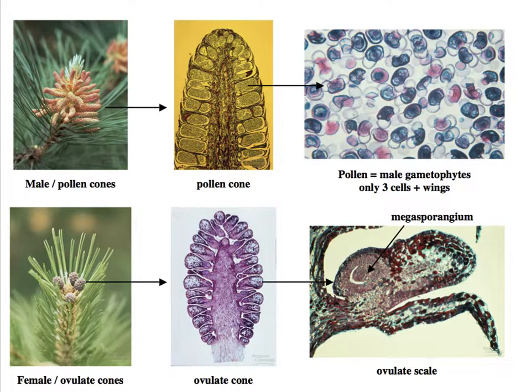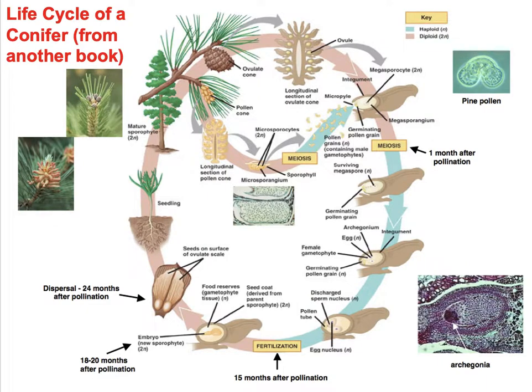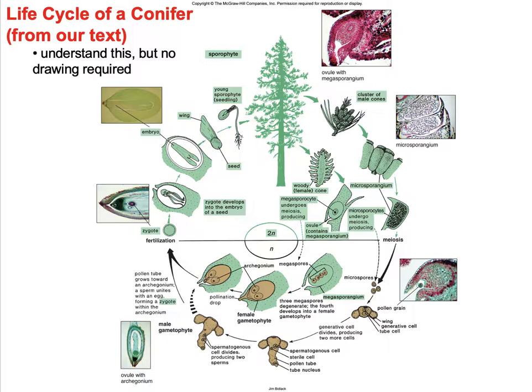Here we can see our male cone and our female cone, and then we zoom in into the different layers and look at the different types of cells, including the pollen grains and the eggs that are produced. We need to memorize the life cycle of pine, so make certain that you understand how the cones form and all of the cells that are produced. Here's one cycle from an internet source, and here's another diagram from the optional textbook for this course. You want to understand this, but you won't have to draw it for our exam.